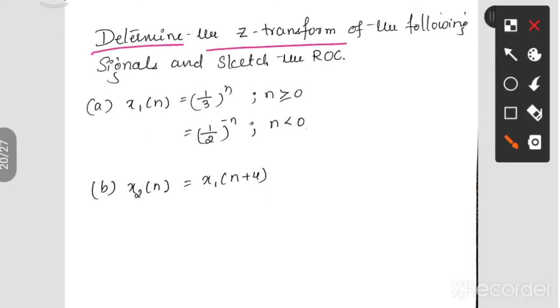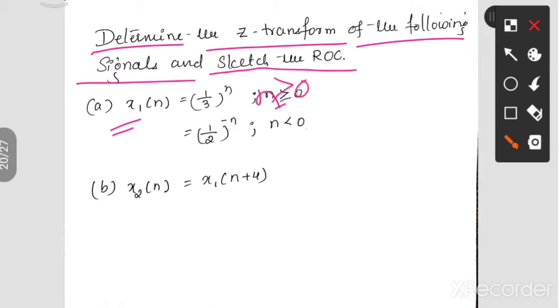Determine the z transform of the following signals and sketch the ROC. Here there are two signals. Let's find this z transform. The first signal is x1 of n equal to 1 by 3 raised to n, which is true when n is greater than or equal to 0. What do we mean by this? It means that the signal starting from 0 will be 1 by 3 raised to n.